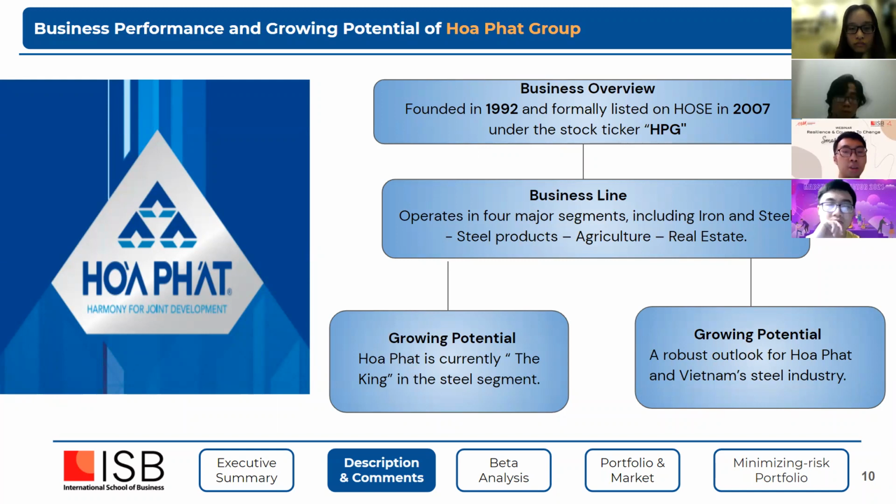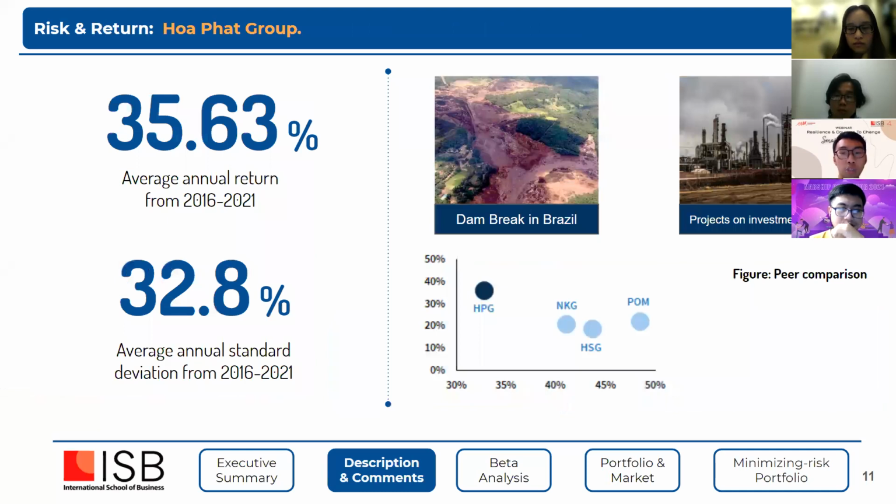Moreover, HPG has significant potential in the future as several of its assets, particularly the Dung Quat Iron and Steel Integrated Complex. About the recent return, the average annual return of HPG during the same period is quite high, but its standard deviation had the highest position in the list, which can be explained by 2 reasons.